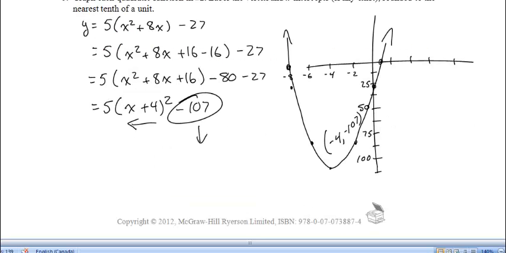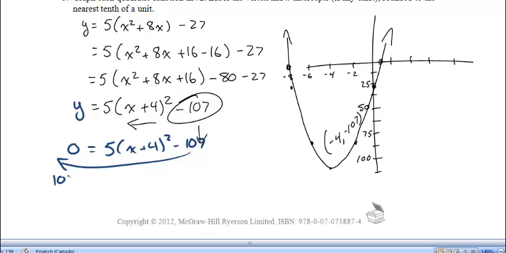Find the x-intercepts. I want to let y equal 0. So if I go 0 equals 5 times x plus 4 squared minus 107, I'm going to move this over. That gives me 107, and divide by 5 is equal to x plus 4 squared. If I take the square root of that value, I'm going to get a positive and a negative number. Then I'll subtract 4, and that's going to tell me what my x values are.